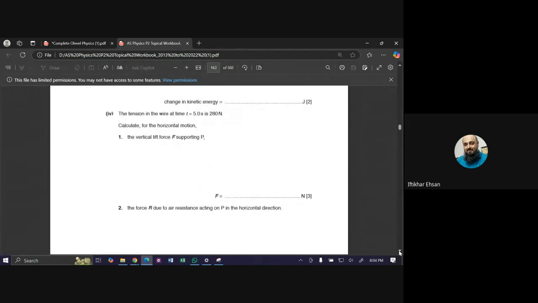The tension in the wire is the part we actually need to do. The tension in the wire at time 5 seconds is 280 newtons. Calculate the horizontal motion. For the horizontal motion, the vertical lift force L supporting P, the vertical lift, we have to find.